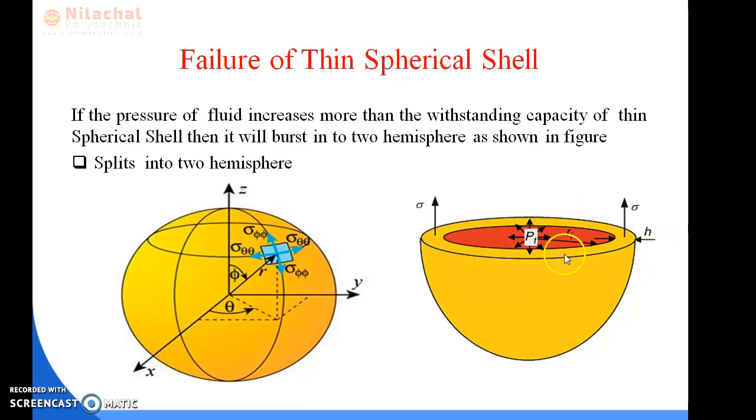Now the red color portion is known as the internal diameter of the sphere, the outer circle is the thickness of the sphere. The arrow marks are suggesting that this is the pressure force exerted by the fluid inside the sphere.